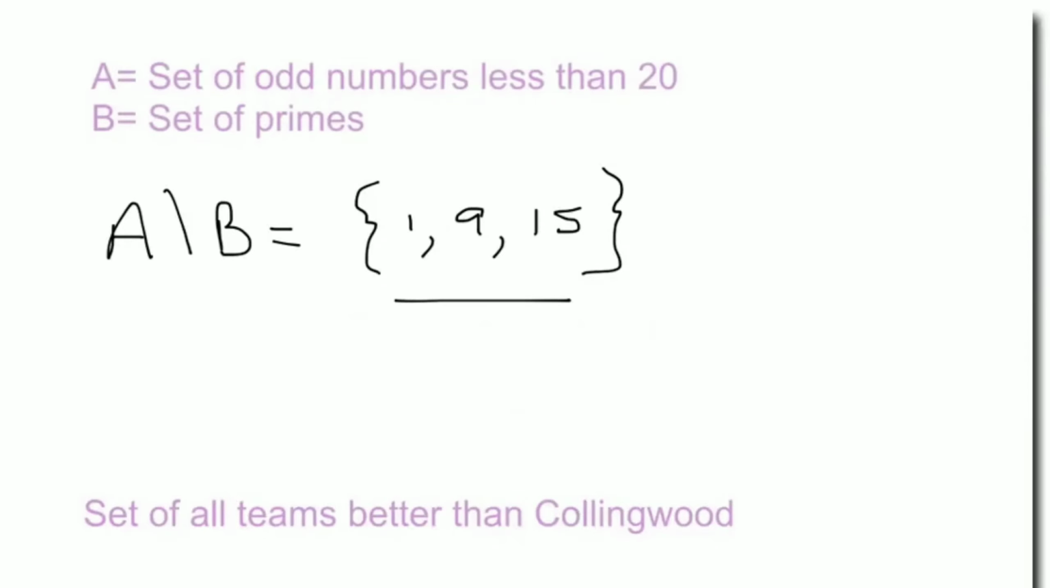And the empty or null set is denoted by the following symbol, which is the Greek symbol phi. So the set of all teams better than Collingwood in the AFL is the empty set.